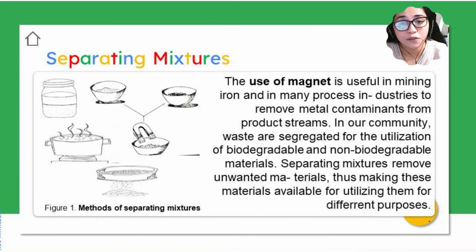The use of magnet is useful in mining iron and in many process industries to remove metal contaminants from product streams. In our community, wastes are segregated for the utilization of biodegradable and non-biodegradable materials. Separating mixtures removes unwanted materials, thus making these materials available for utilizing them for different purposes.